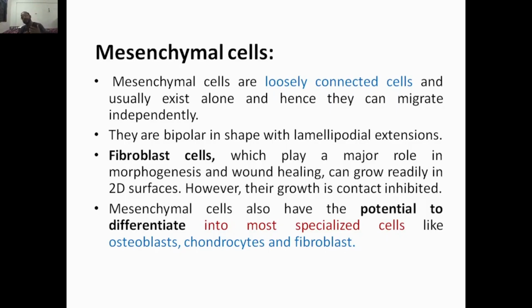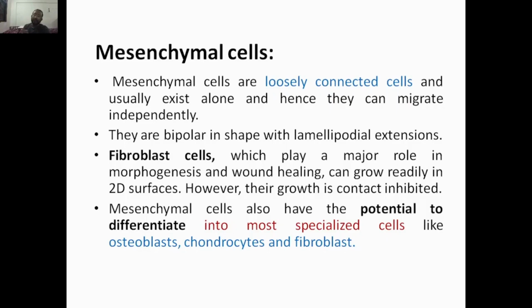What do you mean by morphogenesis? To create a particular morphology, okay, or to have a particular shape of a tissue or organ, right? So fibroblast cells play a major role in morphogenesis, which means that in order to get a particular shape of a particular tissue, fibroblasts play a very important role. That means they can change those particular structures, and also wound healing.